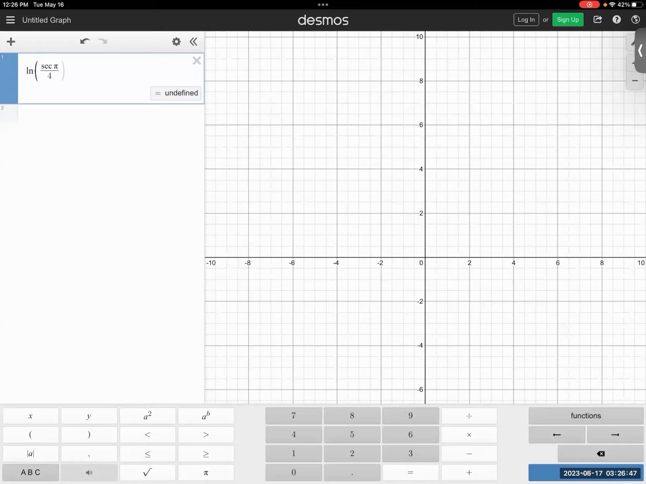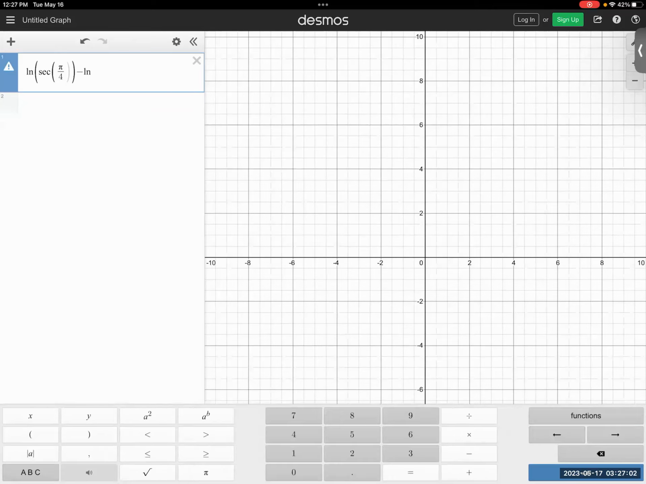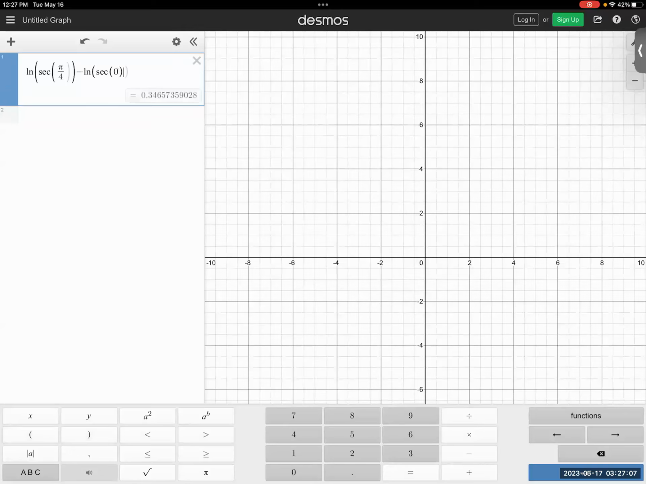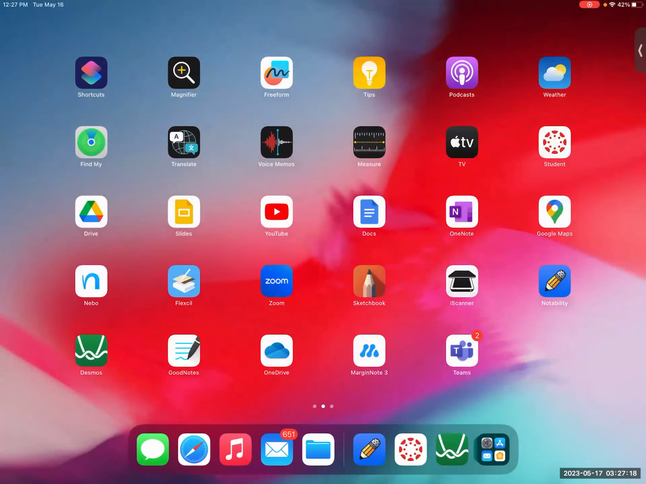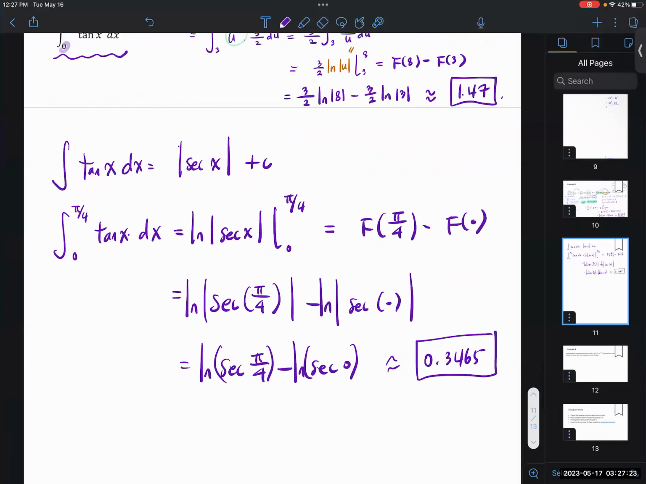So maybe I have to change. Oh yeah, this is not the form we are looking for. Secant, parenthesis, pi over 4. Yeah, that's a better form. Minus, we subtract ln of secant 0. So you can find out the answer as a decimal because we cannot mentally calculate. Always you need a calculator. So 0.3465. That's your answer from 0 to pi over 4.